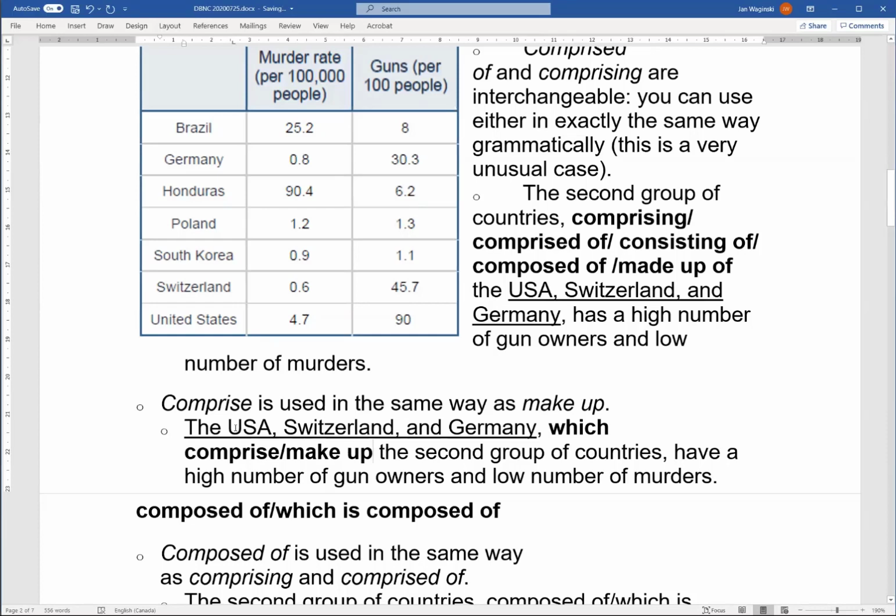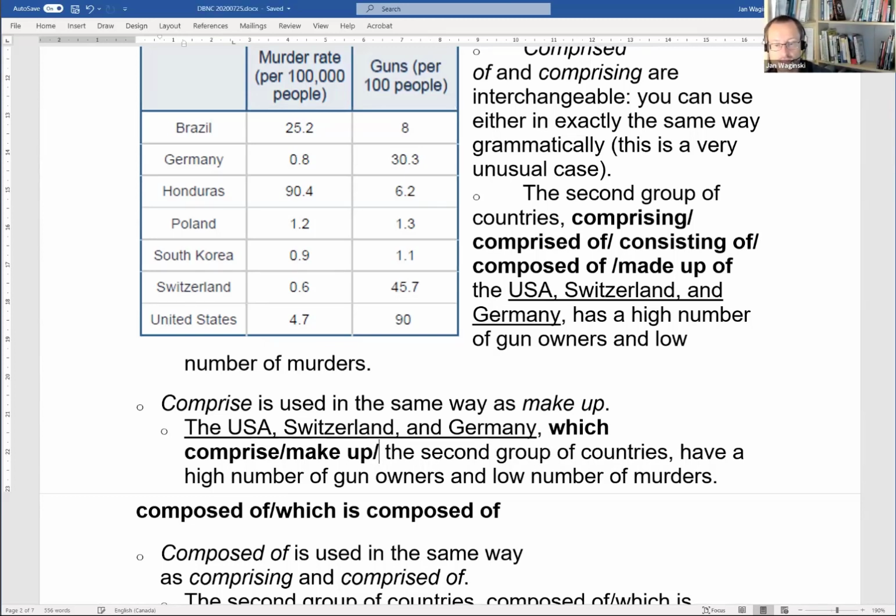Well, include is not going to work because the USA, Switzerland, and Germany don't include a second group of countries. They are the second group of countries, right? Can you say represent? Yes, I don't love it, but okay. I'm not going to write it down, but yes, I think that's okay. Okay, so your choices are more limited if you do it like this.